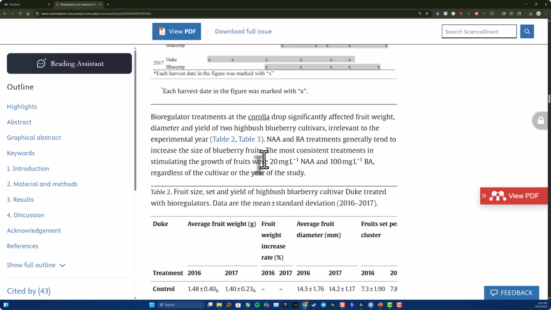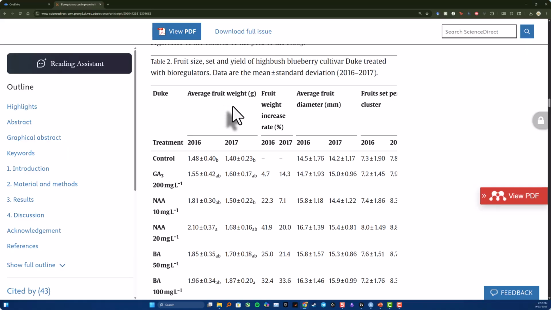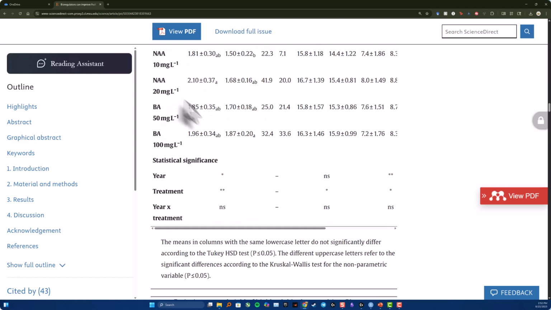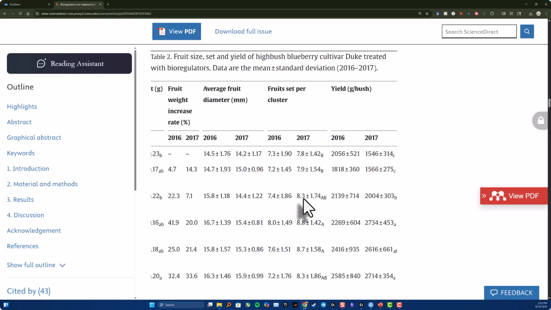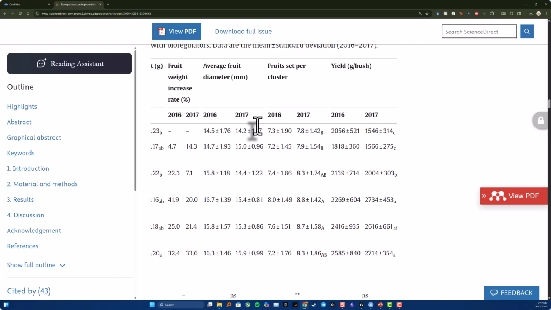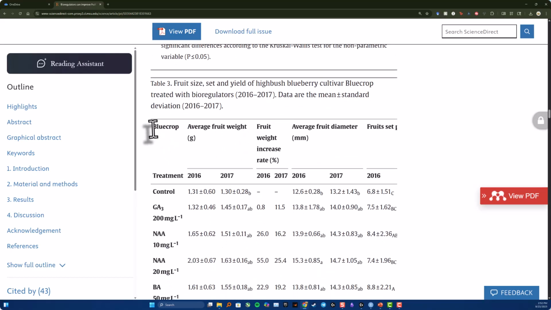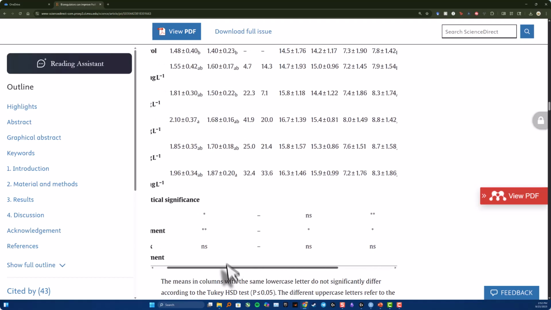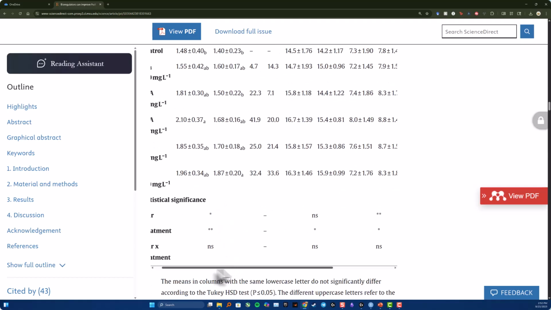When we scroll down, we should look for either a table or a figure that has the information. And in our case, it's the first table here that has the information that we need. So note that we have two different cultivars. We have Duke at the top. And then if we scroll over, maybe it's a different table. Yeah, a different table here. Blue Crop is the second table. So within the first table, we need to look for our information.